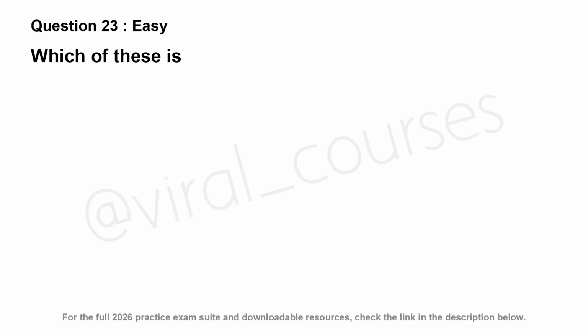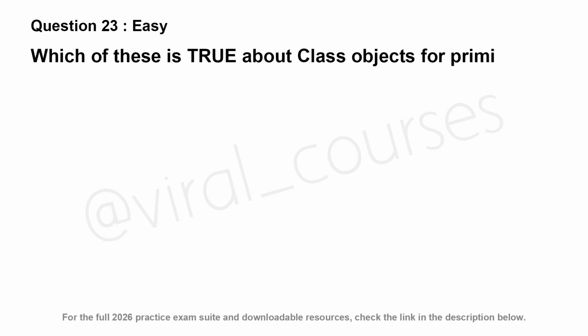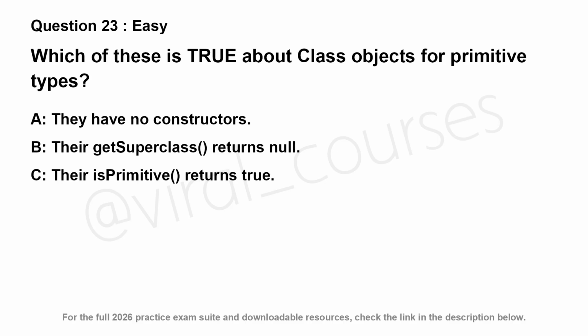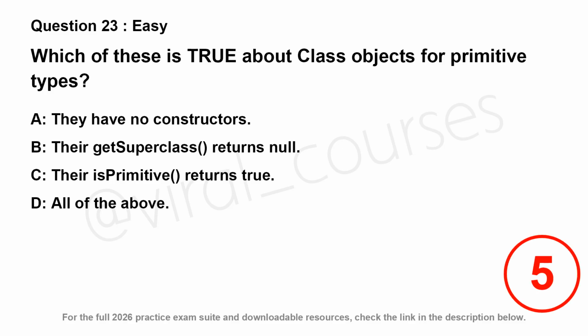Which of these is true about class objects for primitive types? Option A. They have no constructors. Option B. Their getSuperclass returns null. Option C. isPrimitive returns true. Option D. All of the above.